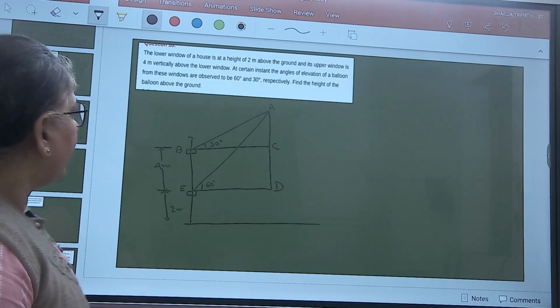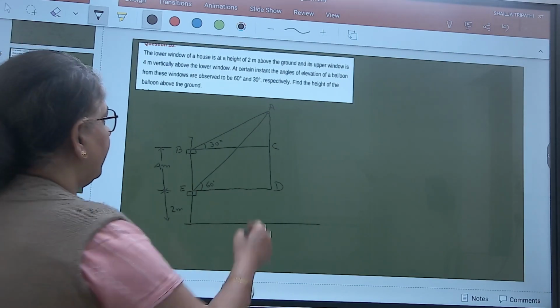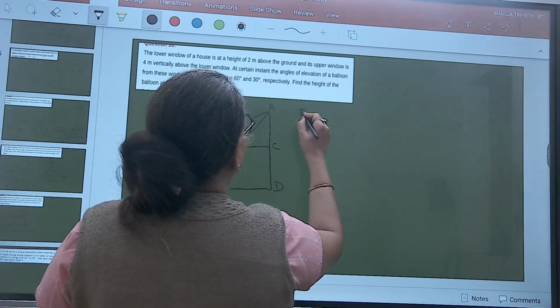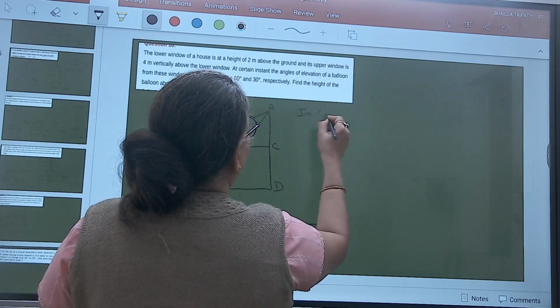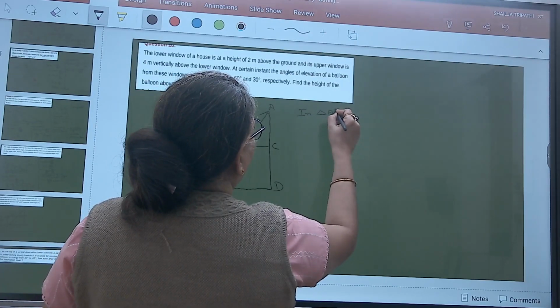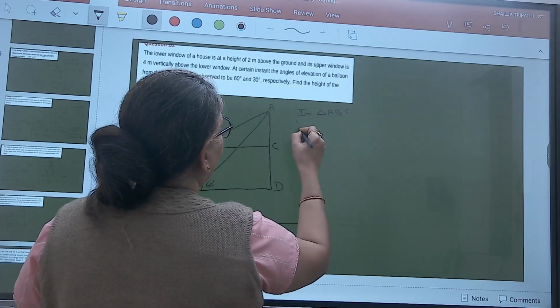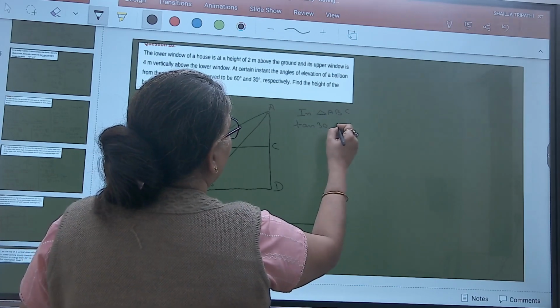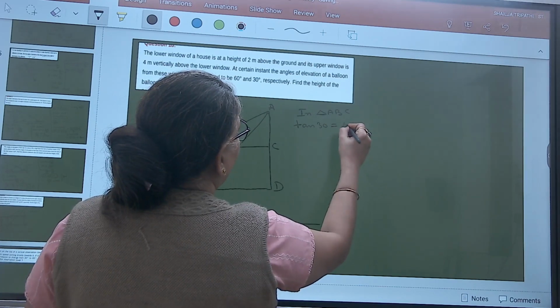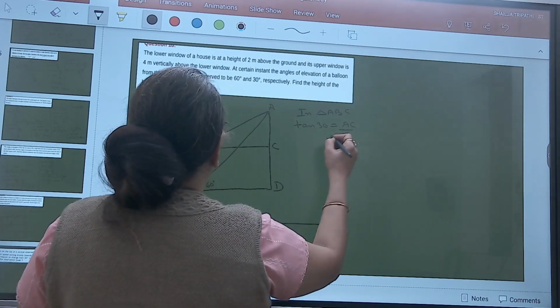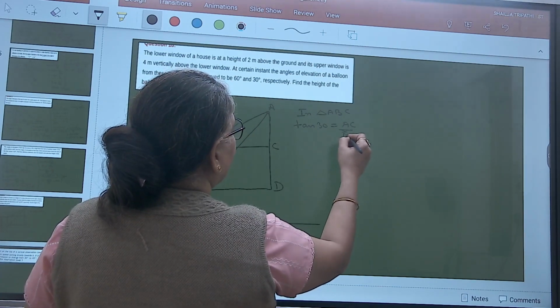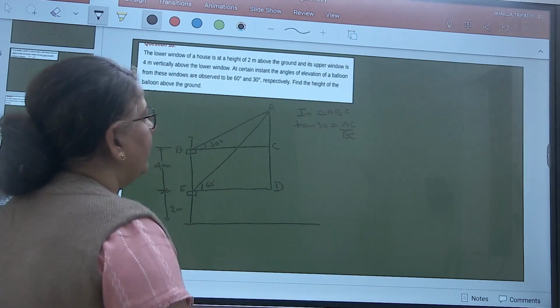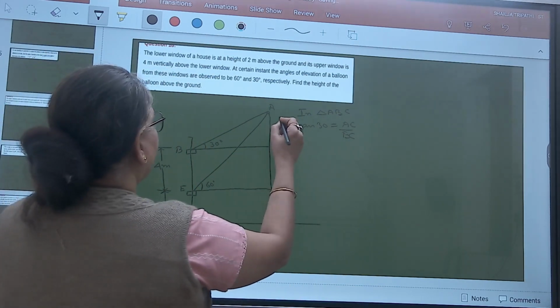In triangle ABC, first we take triangle ABC. In triangle ABC, what we get? Tan 30 is equal to AC upon BC. Let this distance AC be h.